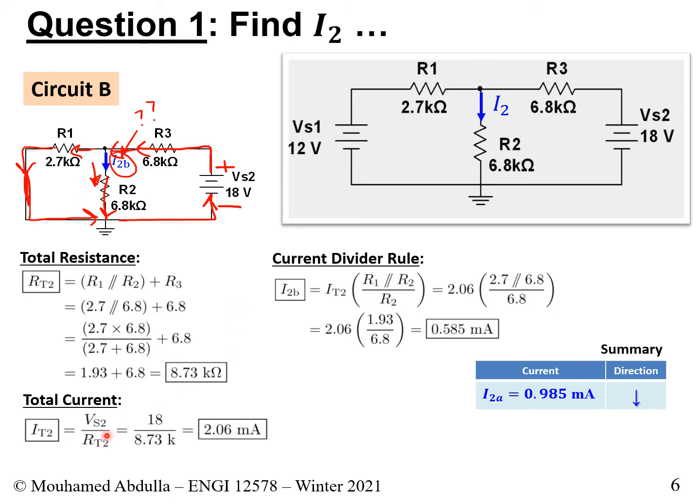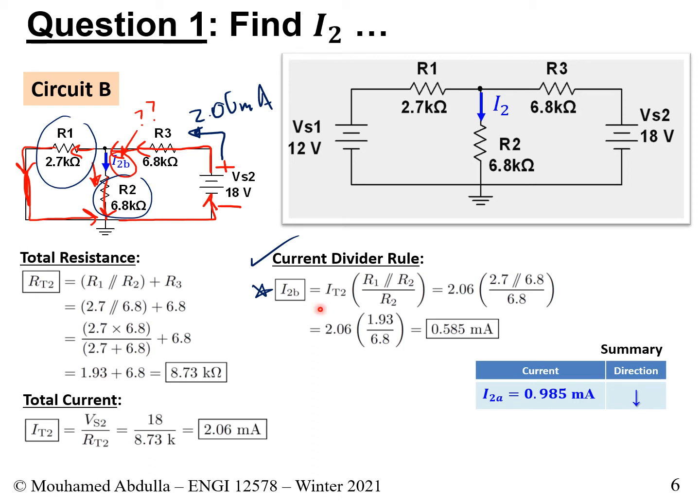The second step that we do is we find the total current flowing out of this source. For this, we could use Ohm's law, and through Ohm's law, we determine that the current that flows out of the source is 2.06 milliamps. This 2.06 milliamps, part of it will flow in here through this resistor, and the other part will flow to resistor R1. So therefore, we could use the current divider rule to determine the component that flows into resistor R2, and we call this I2B. So we use the current divider rule.